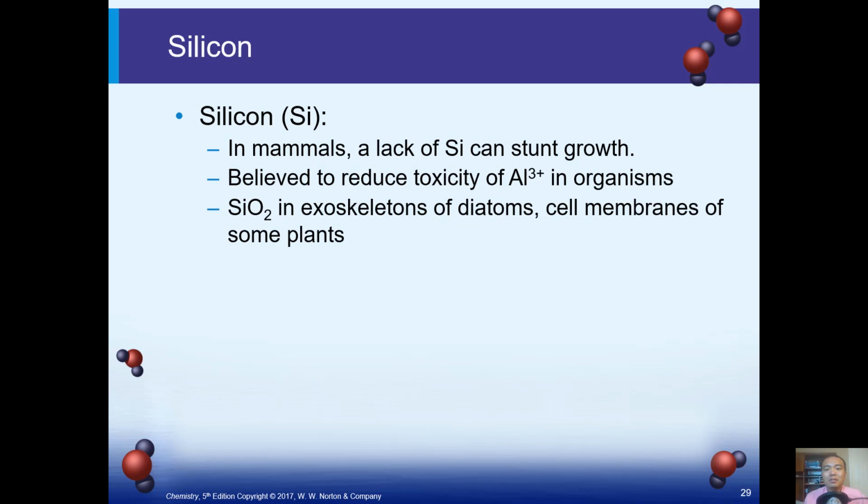A lack of silicon can stunt growth in mammals. It is also considered beneficial in the form of silicic acid by reducing the toxicity of aluminum ion, Al3+, in organisms by precipitating aluminum as the aluminosilicate minerals.